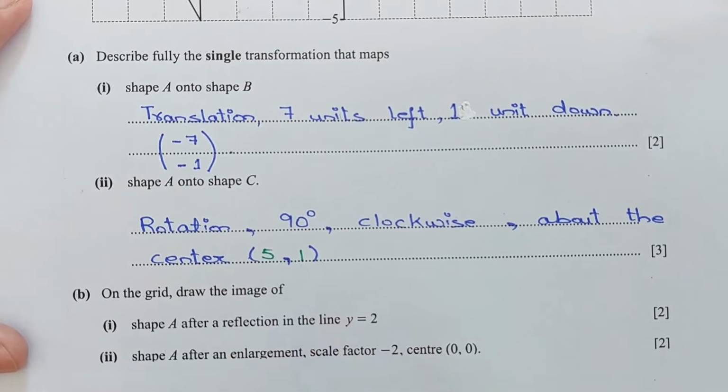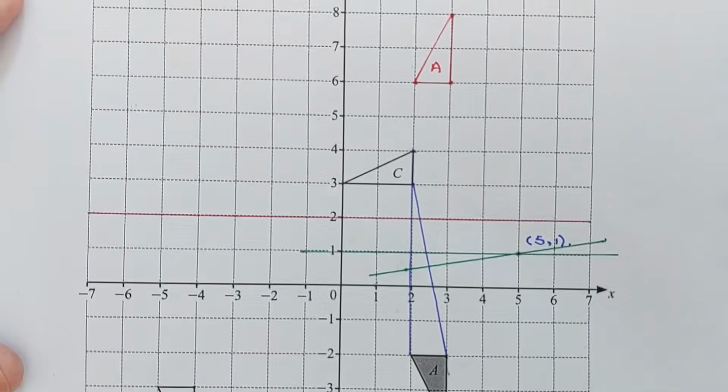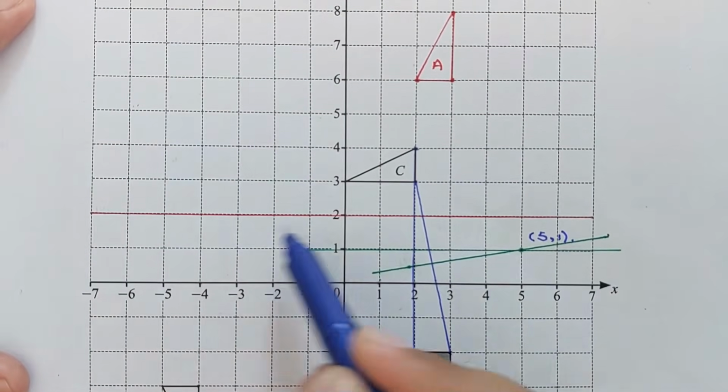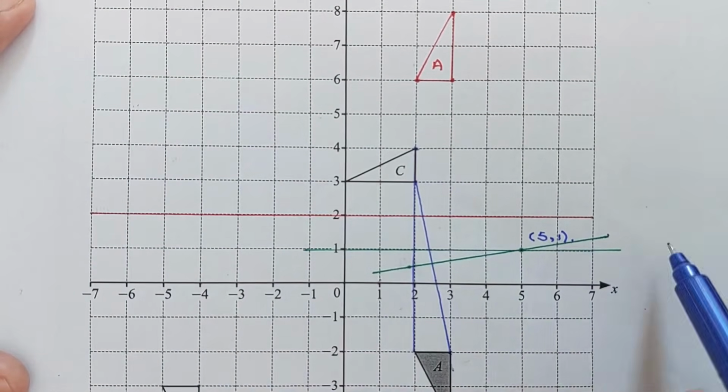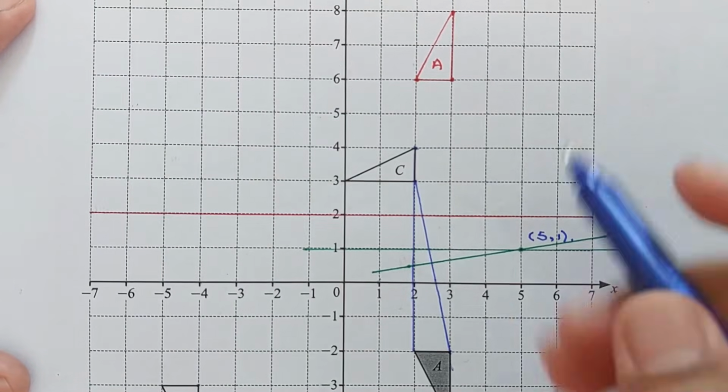Now moving to part B. On the grid, draw the image of shape A under the reflection in the line y = 2. So first we have to draw the line y = 2. This red one is the line y = 2, the horizontal line, and we have to draw the image of shape A under the reflection.